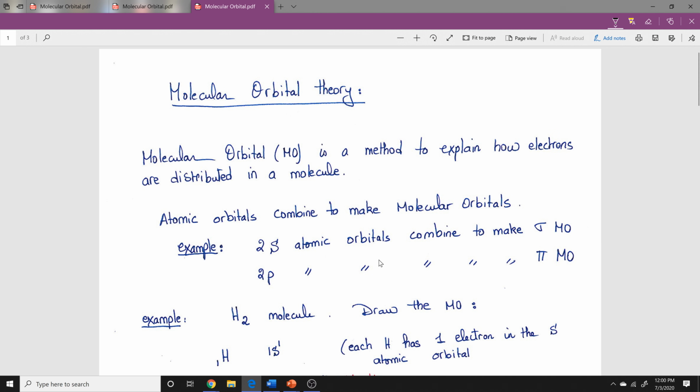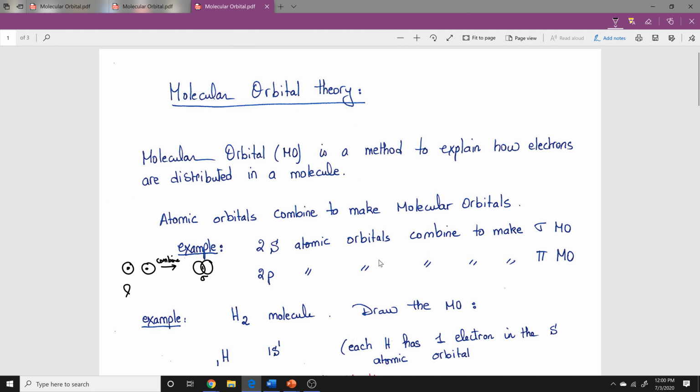The s orbitals are circular in shape. So if you have two s orbitals in there, and each one of them has one electron, and these s orbitals combine, this means that they overlap with each other, then you are going to make a sigma bond, where every bond has two electrons. And that sigma bond is called the sigma molecular orbital.